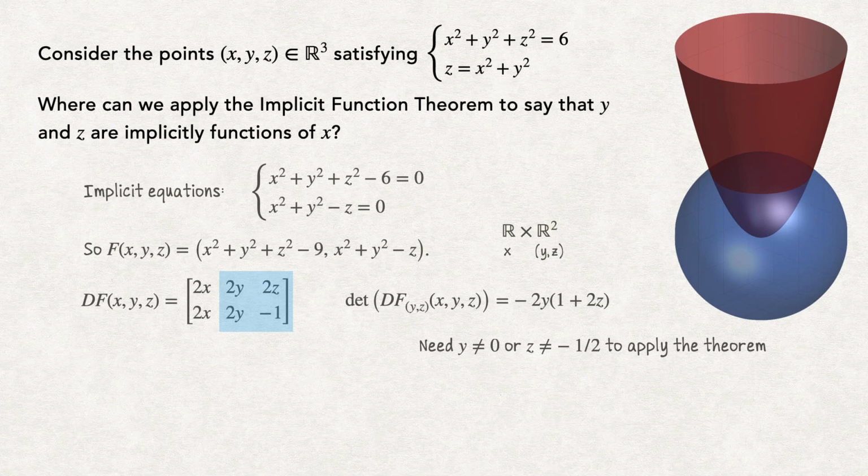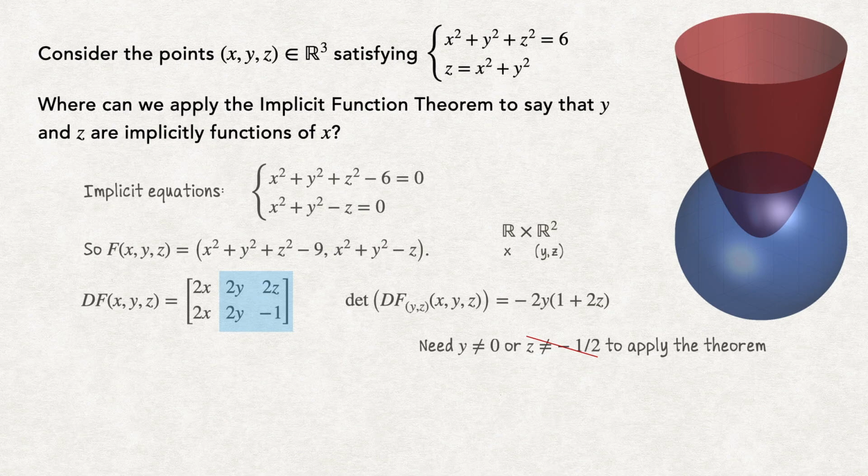The implicit function theorem will apply whenever the determinant is non-zero. So either y needs to be non-zero or z needs to not be negative 1/2. We never need to worry about that second condition because z is always greater than or equal to 0 when z lives on that paraboloid. But let me give you a geometric understanding of what it's telling us.